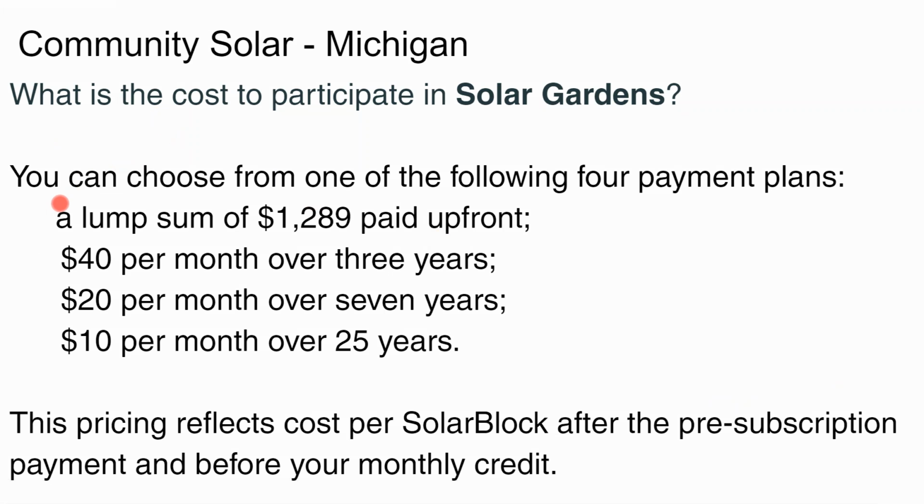The first option is you could buy one block of solar for $1,200 to $1,300. Option 2 is you can buy that same block of solar for $40 a month for 3 years, or $20 a month for 7 years, or $10 a month for 25 years. So what do you get for buying that block of solar? Basically, you're either paying for it up front or you're financing it. What do you get for that?